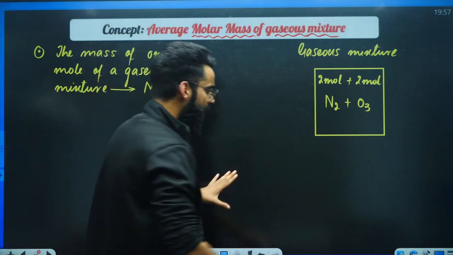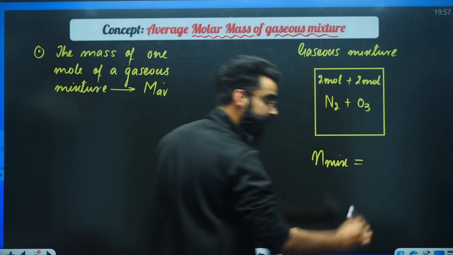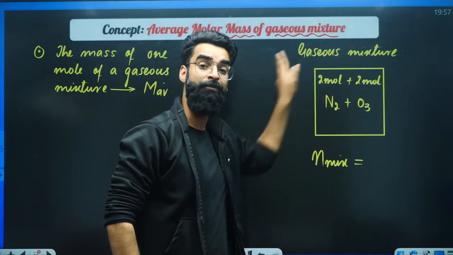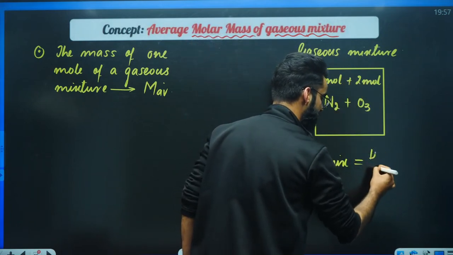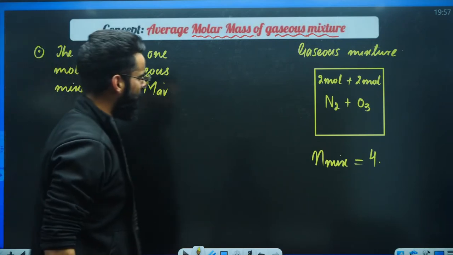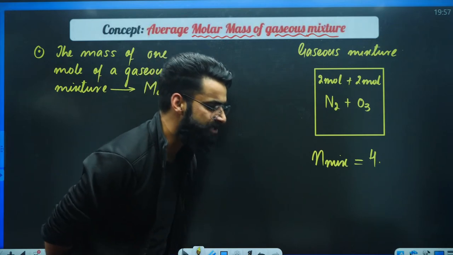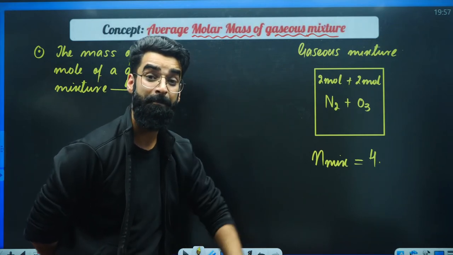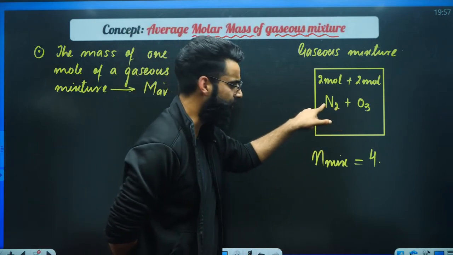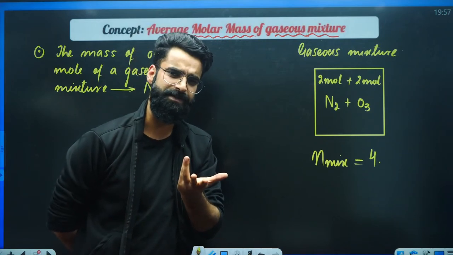If I ask you, how many total moles are present in the gaseous mixture? 2 plus 2 comes out to be 4, right? Absolutely right. If I ask you one more thing, what is the molar mass of N2? Molar mass of N2 means mass of 1 mole of N2. That is 14 into 2, 28 grams.